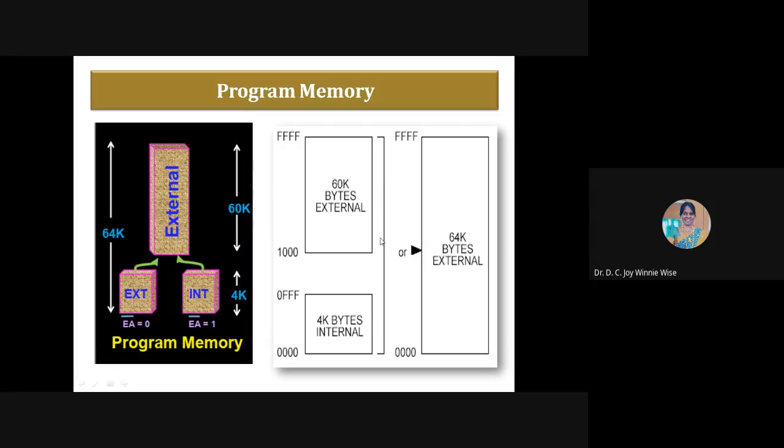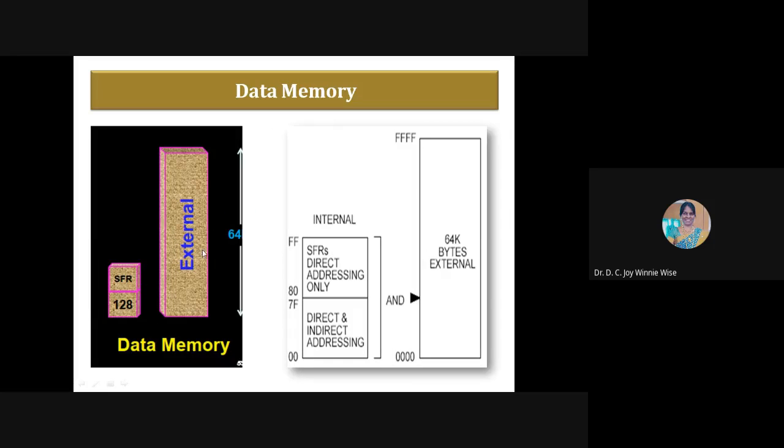This is presented here. When external access is equal to 1, 60K will be external and 4K will be internal. See the memory locations: 0000 to 0FFF will be referred to as internal memory, and 1000 to FFFF will be represented as external memory when the external access pin is equal to 1. And when external access is equal to 0, the total 64K will be external memory. So the memory allocation will be from 0000 to FFFF. And here this is the data memory.